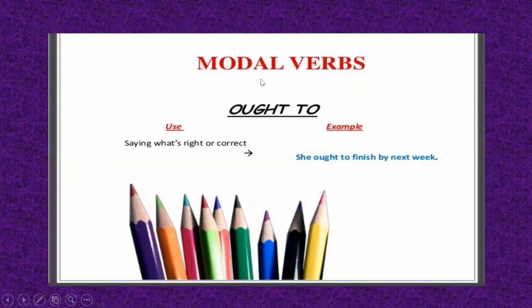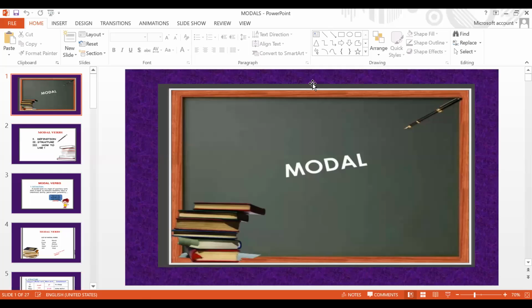Now, ought to. Ought to is a very strong suggestion, very strong advice that has to be done at any cost. Fine, like she ought to finish by next week. So she doesn't have any choice. She has to finish it. Okay, so it's a very strong recommendation, which is very hard to deny. And same goes with must, right? So here we have studied about the modals, different types of modals and their uses. Thank you.